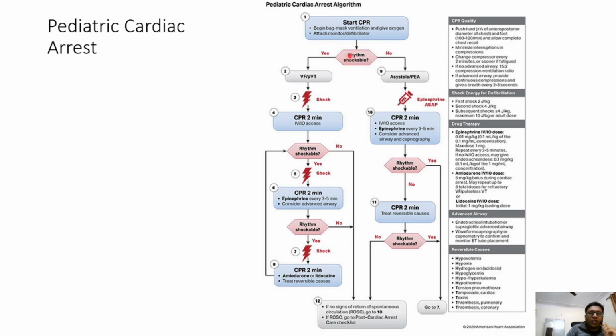If the rhythm is shockable, there are only two shockable rhythms: either ventricular fibrillation or pulseless ventricular tachycardia. Why we cannot give a shock is because whenever there is a pulse, some inherent cardiac output is there and a cardiac rhythm is being generated. Some PQRS waves are being generated, there is atrial systole, there is ventricular systole, and a coordinated contraction is there.